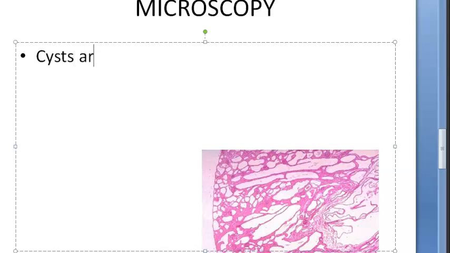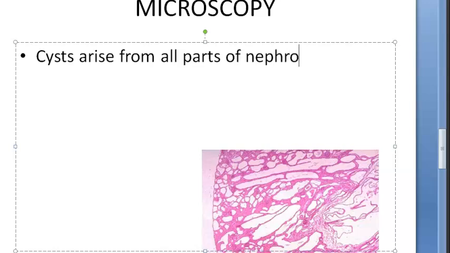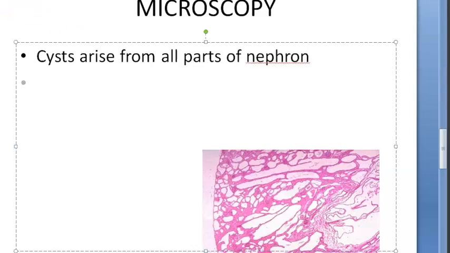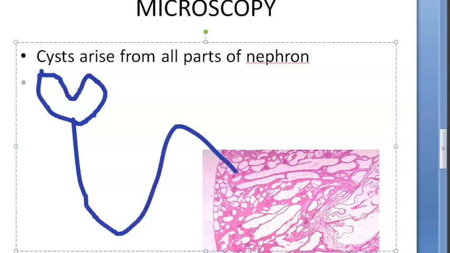Cysts arise from all parts of the nephron. Okay, so the nephron is there. From there all cysts will arise. So draw one nephron and we'll try to understand. The nephron is something like this. I'm drawing it; it's a long time since I drew a nephron. So I'm just drawing something like this.